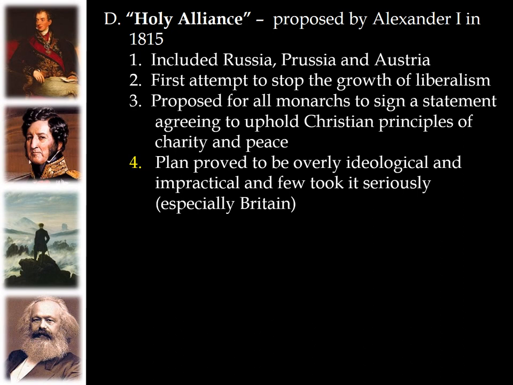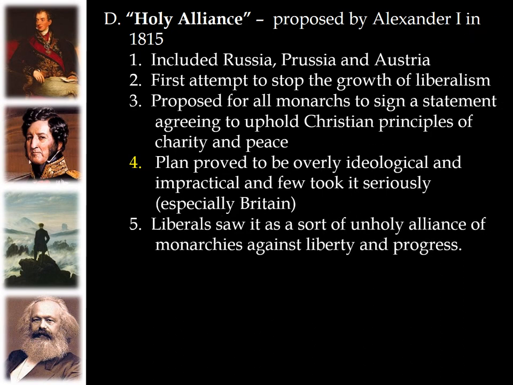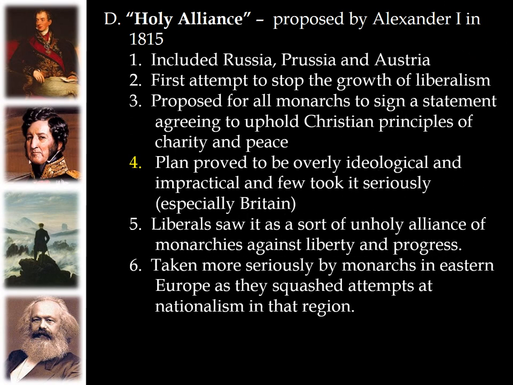Not that Great Britain wasn't a Christian nation, it was, but it didn't really consider people that lived within Europe that were not Christian, not traditional Christians. It did not take into consideration that the Ottoman Empire, which is still a force in Europe, was not Christian at all, that they were Muslim. Liberals saw it as a sort of unholy alliance of monarchies against liberty and progress, ultimately. It was taken more seriously by monarchs in Eastern Europe, as they had squashed attempts at nationalism in that region. So that's why Russia, Prussia, and Austria.